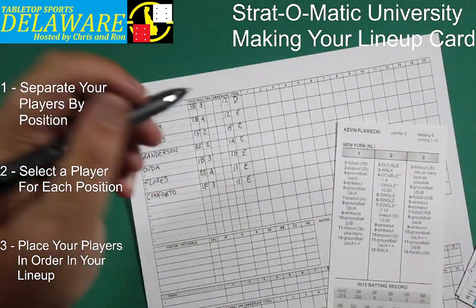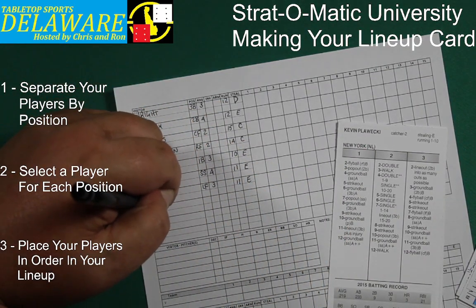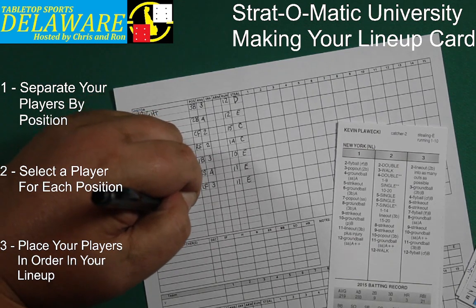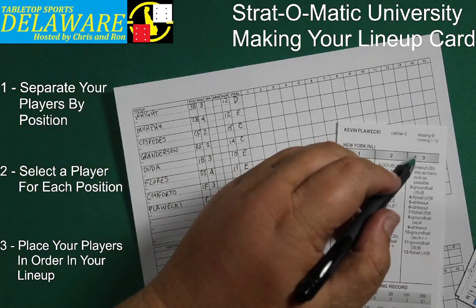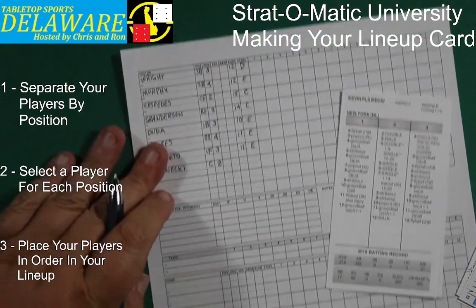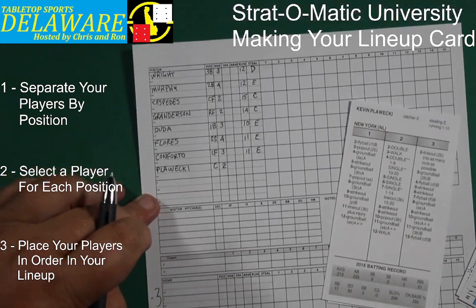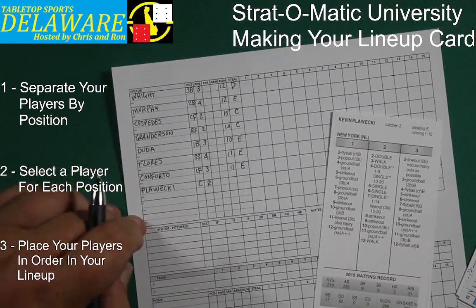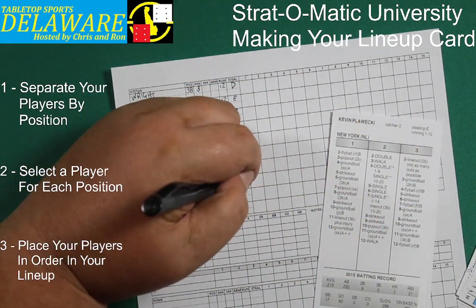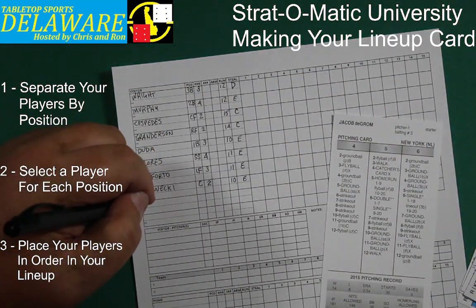Our 8th is going to be Kevin Plawecki. He is our catcher. He is defensively rated at 2. So that means the opponent is going to be taking 3 away from their ability to steal bases if the runner is held. His run rating is 1 to 10, and his stealing rating is an E. And our final batter is going to be Jacob deGrom, the pitcher.